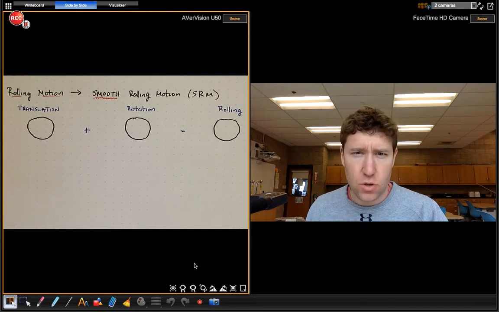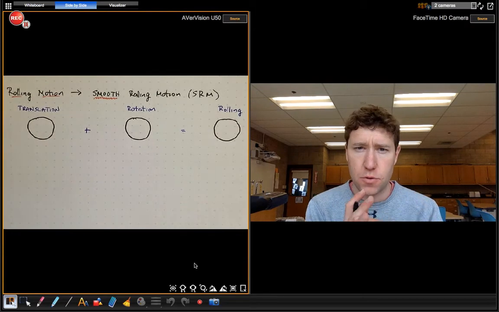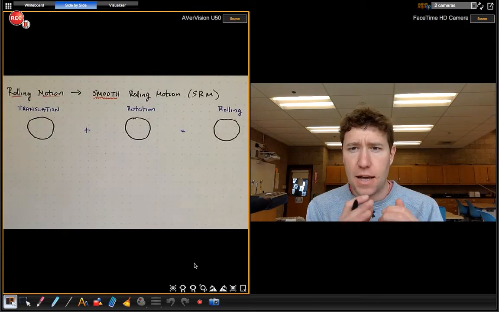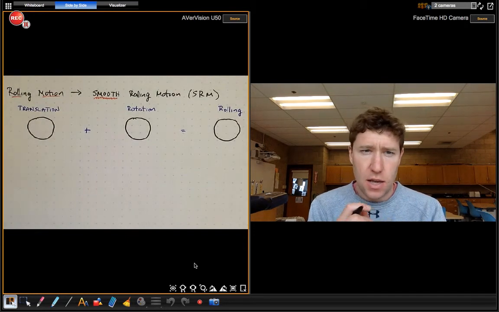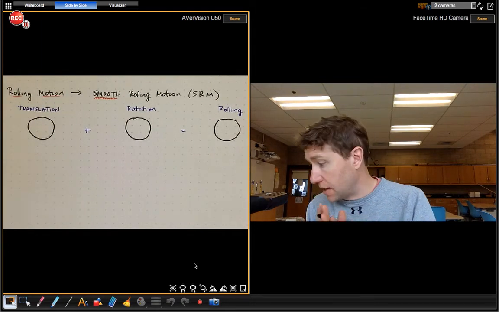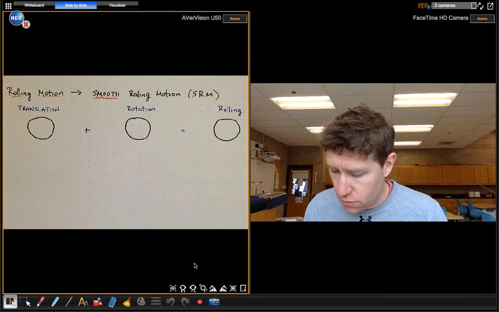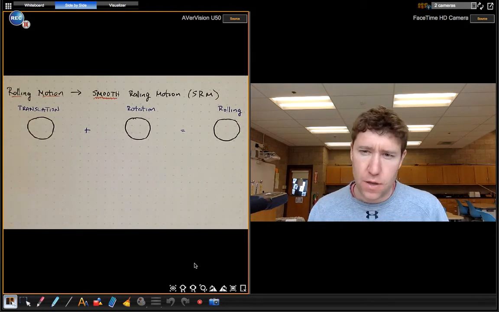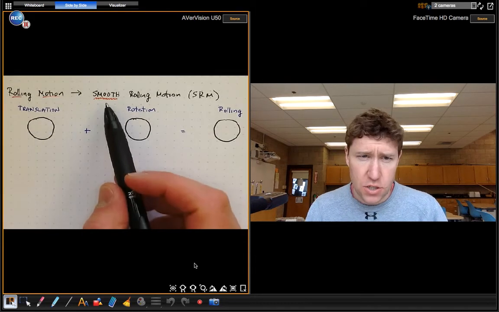We're going to discuss rolling motion from two perspectives. We're going to discuss it first in this video from the perspective of energy, and then next video we're going to talk about rolling motion from the perspective of forces. So we'll use Newton's laws to analyze the motion of a rolling object next video. But for now, we're going to do the slightly easier thing, thinking of rolling motion from the perspective of energy.